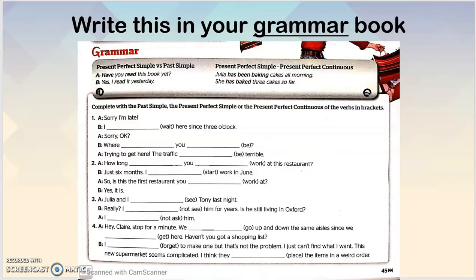Let's go to your textbook. Open up page 45 of your textbook, muka surat 45. Write this in your grammar book. You will see this page. Grammar. Present perfect simple, past simple. Have you read this book yet? Yes, I read it yesterday. Present perfect simple and present perfect continuous. Julia has been baking cakes all morning. He has baked 3 cakes so far. Let's go to the first one.